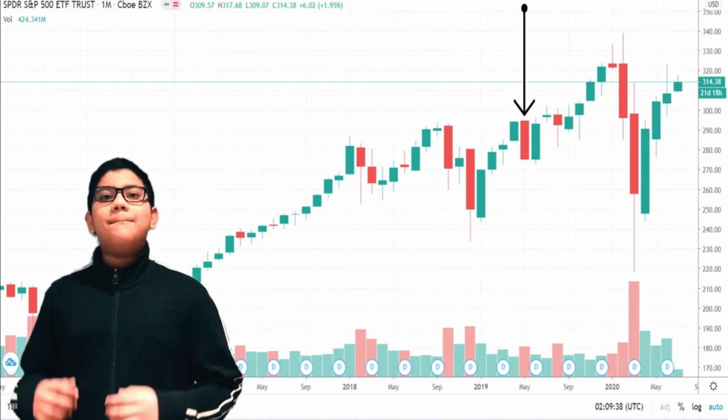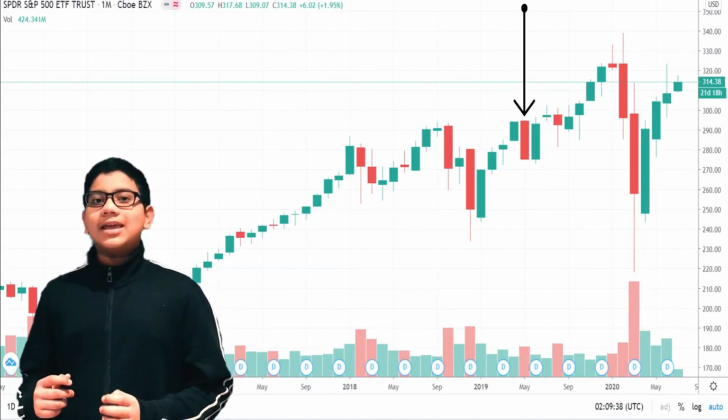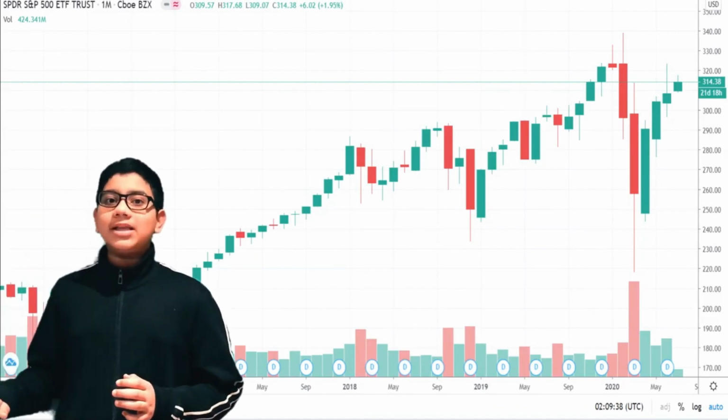This candlestick is a bearish candle. That's because again its close is below its open.